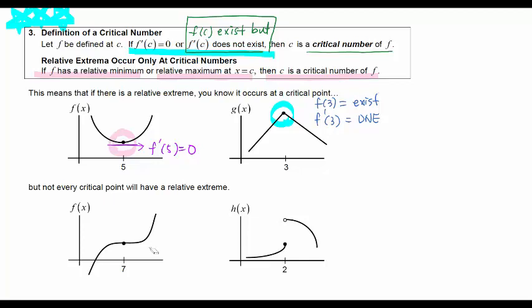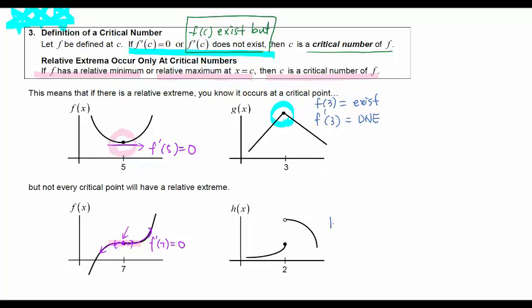Does that make sense? But not every critical point will have a relative extrema, because if you look at the first example, if my graph looks like that, you can see f prime of 7 is 0. I have f prime of 7 equals 0, but I don't have a relative max or relative minimum there, because my graph goes down this way and it is going up this way. I cannot find any open interval so that this is the highest or this is the smallest.